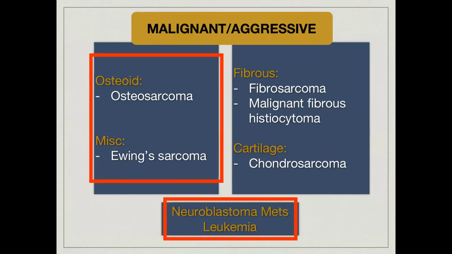And similarly, if you have an aggressive lesion, then the list comes down to really limited things which you can think of. Usually these would be in the elderly, red box in pediatric, and in pediatric, you need to add on neuroblastoma, mets, and leukemia to your differentials. So the things which you need to think of become really limited.